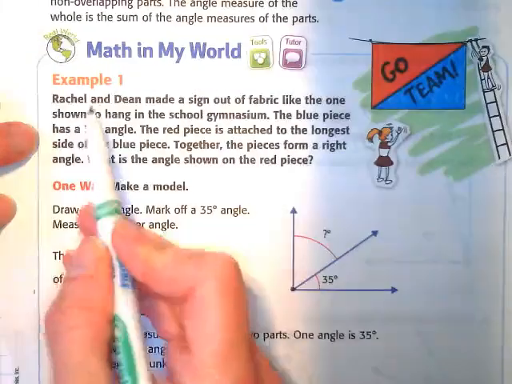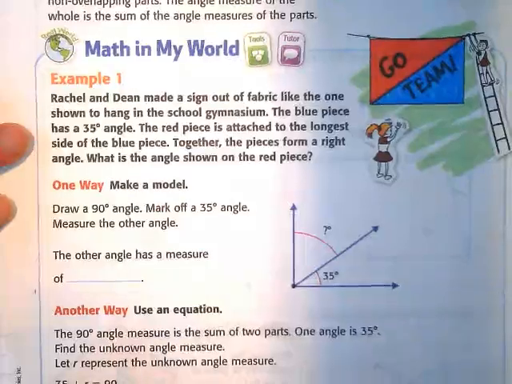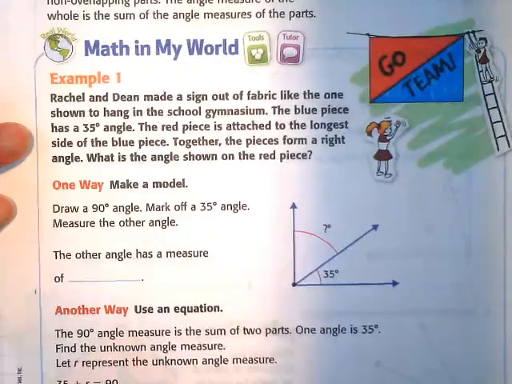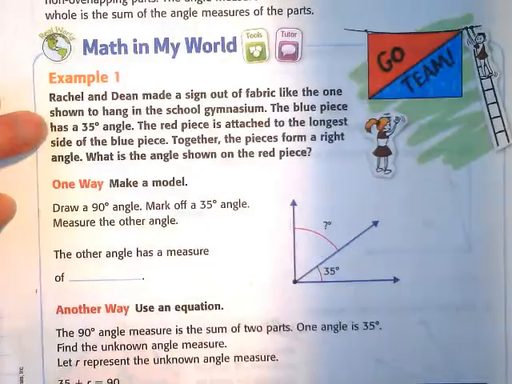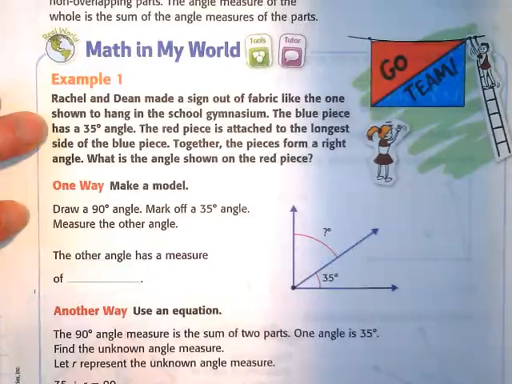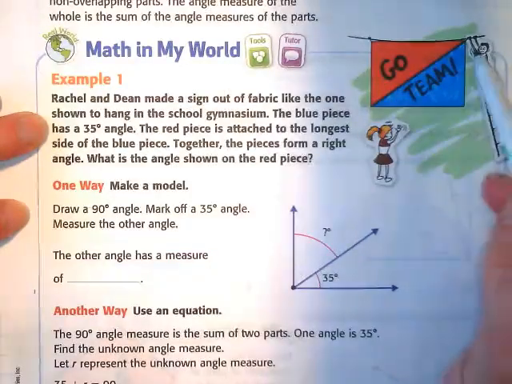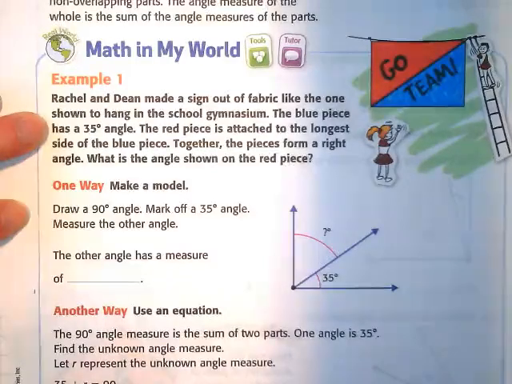The first one right here is actually from your book. It's on page 911. And I'll read the problem out loud. It says, Rachel and Dean made a sign out of fabric like the one shown hanging in the school gymnasium. So this is the model. The blue piece has a 35-degree angle. The red piece is attached to the longest side of the blue piece. Together, the pieces form a right angle. What is the angle shown on the red piece?